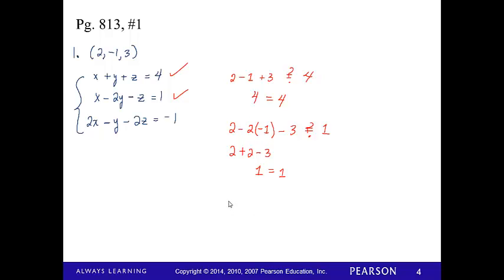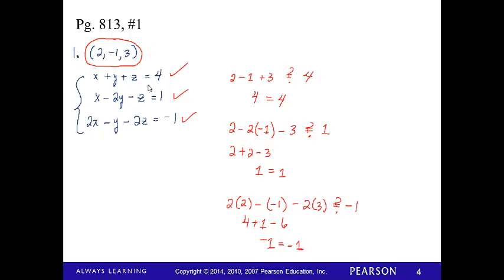And then the last equation, 2 times 2 minus negative 1. Be careful with the minus sign and the negative sign. Minus 2 times 3. Does that equal negative 1? So that's 4 plus 1 minus 6. And yes, that is negative 1. So negative 1 equals negative 1. So it works for the third equation. So this is a solution to this system.